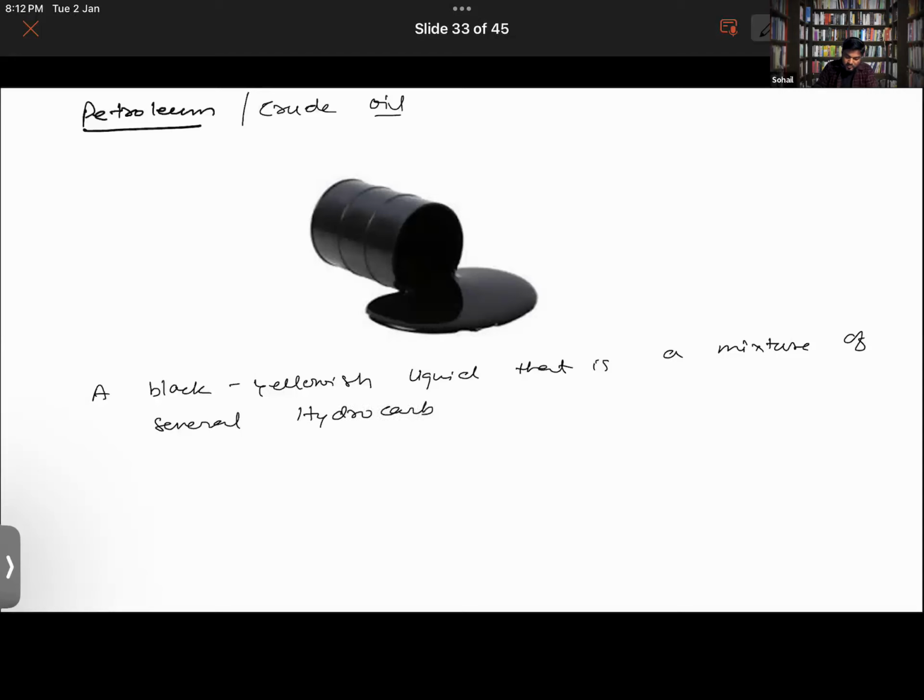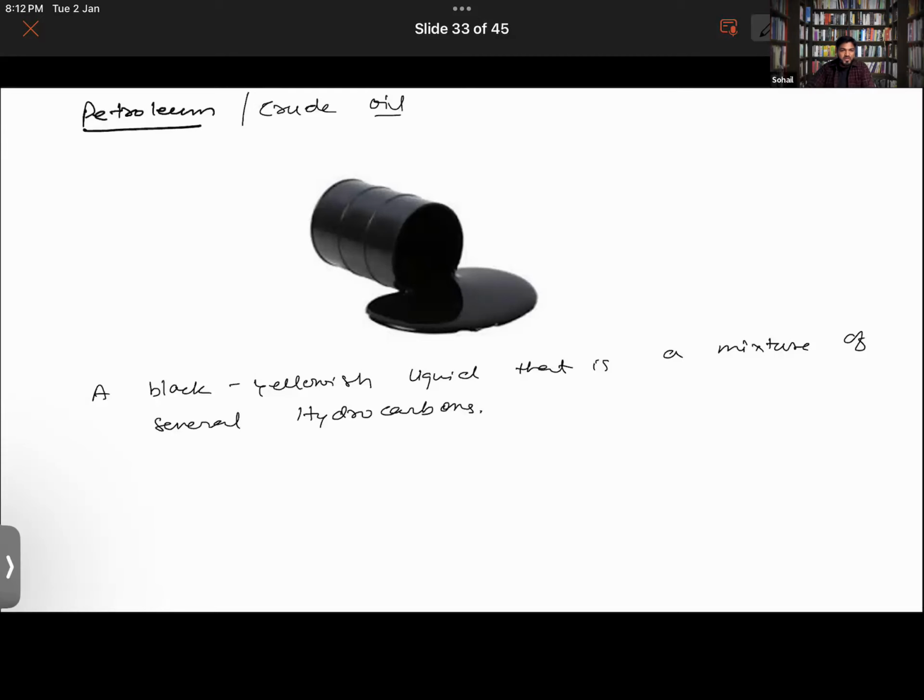Ahmed or Moaz, you guys can answer this for me. What is a hydrocarbon? Anyone? Sir, can I say? Okay, you can say it now. Sir, the compounds which are made from the mixture of hydrogen and carbon. Exactly.